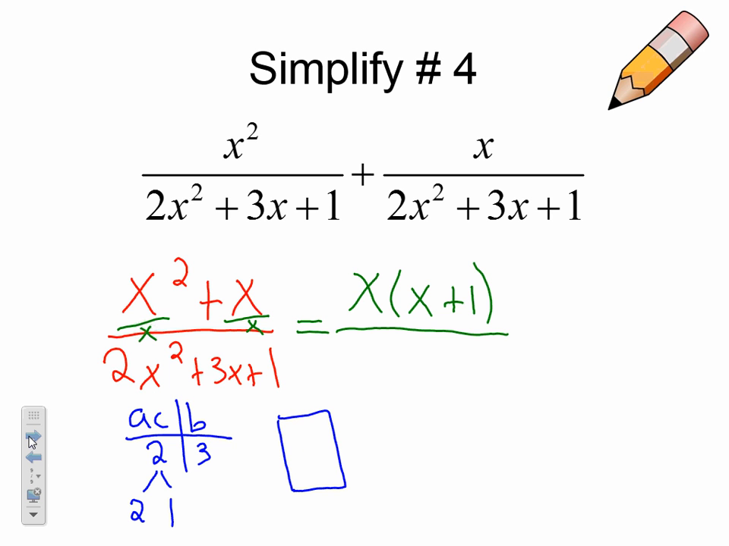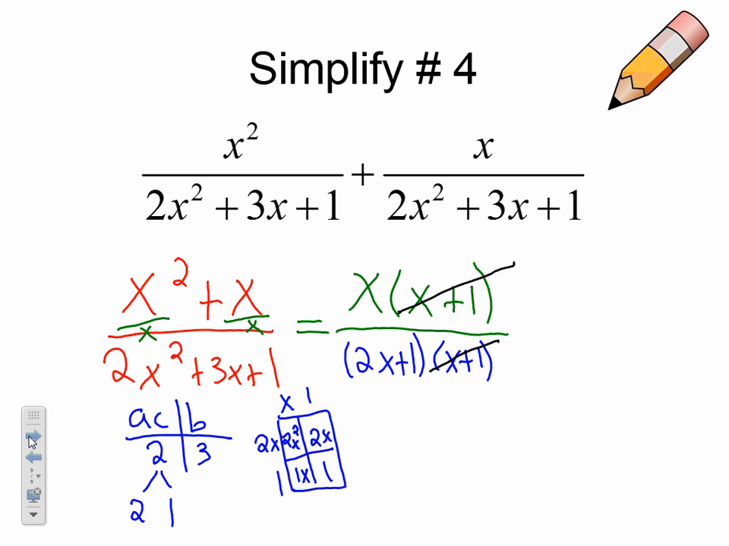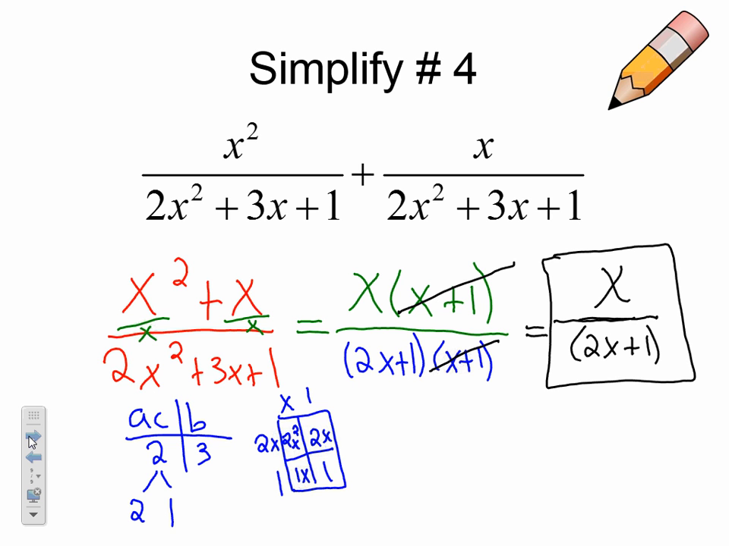Plug that into my box. I get 2x squared, 2x, 1x, and 1. So here I have 1. Here I have 2x, x, and 1. So my factors here are 2x plus 1 and x plus 1. Once we get to this part here, we can cancel our like terms. So x plus 1 and x plus 1 are the same. We're left with x all over 2x plus 1. And that is our simplified form and our answer.